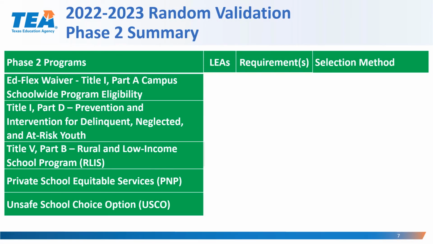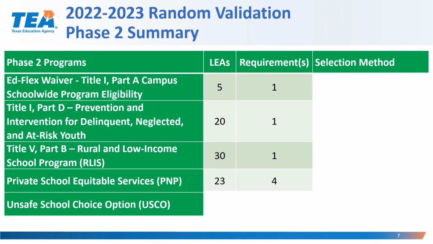So now, in summary, as you can see, these are the programs that we are going to be validating as Phase 2. Each LEA selected will only be selected to participate in one of these program random validations. So for the EdFlex waiver, again, we're looking at 5 LEAs that will be submitting documentation for one requirement. Title I Part D, we're looking at 20 LEAs submitting documentation for one requirement. Title V Part B, 30 LEAs submitting documentation for one requirement.